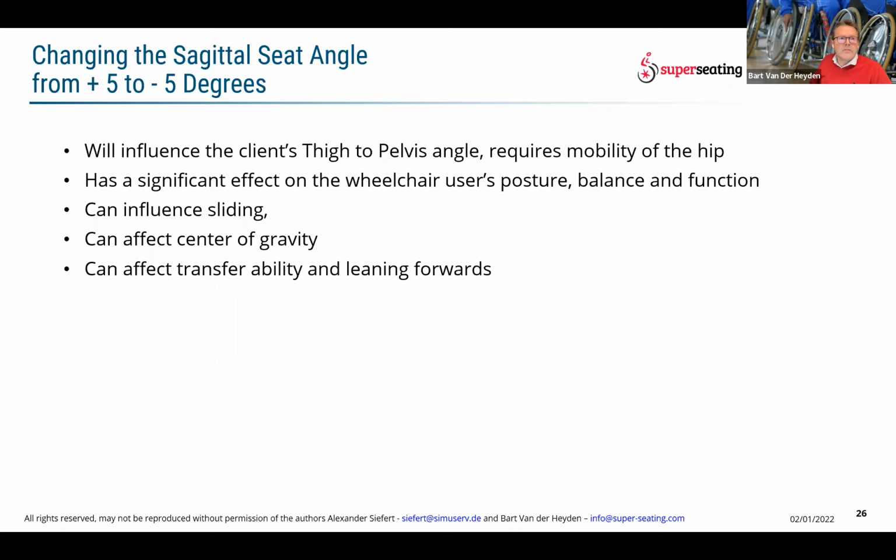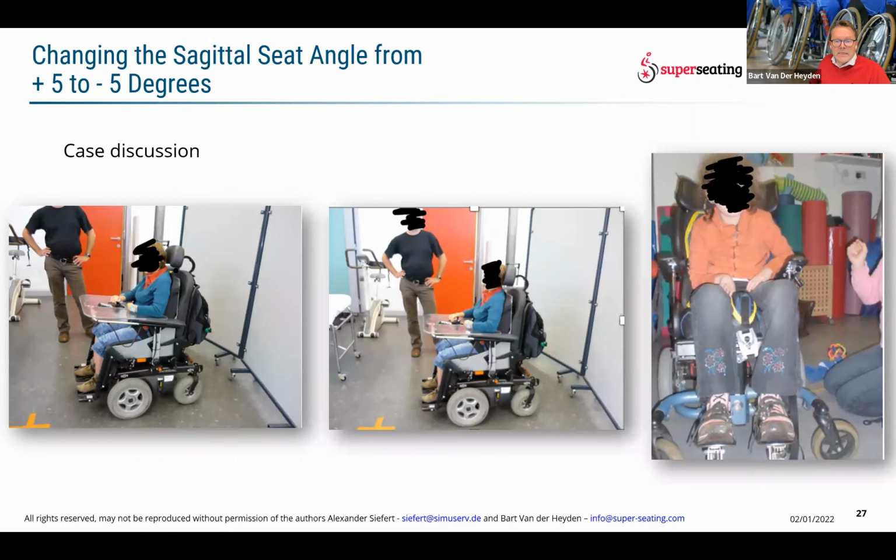It's a common strategy to increase the sagittal seat angle for clients with a tetraparetic condition, because it's increasing their stability level and it helps them with propulsion. But we also know that it comes with a price. The transferability might be compromised because you're sitting higher up front at your distal thighs, and leaning forwards might also be more affected, or you will have fewer possibilities to do so. But we believe it can impact sliding.